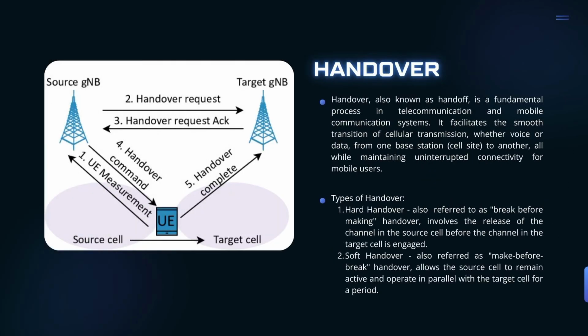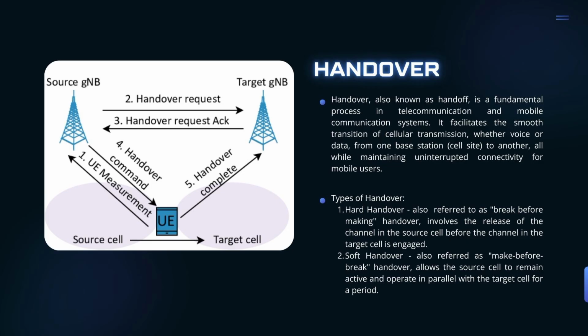Handover, also known as handoff, is a fundamental process in telecommunication and mobile communication systems. It facilitates the smooth transition of cellular transmission, whether voice or data, from one base station to another, all while maintaining uninterrupted connectivity for mobile users. There are two types of handover, which are hard handover and soft handover.